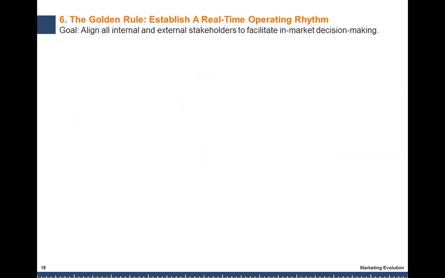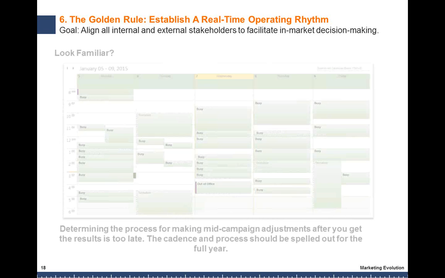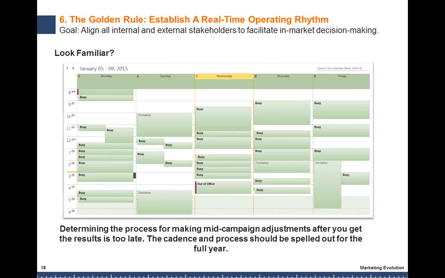And finally, the last rule, and I would call this the golden rule, is to establish a real-time operating rhythm. And the goal here is to just align all the stakeholders, both internally and externally, to facilitate in-market decision-making. So what I did just yesterday is I actually went into one of my colleagues' calendars, grabbed their screen from this week, and I have a feeling that this looks familiar to a lot of people, which is back-to-back meetings all day, every day, throughout the year.